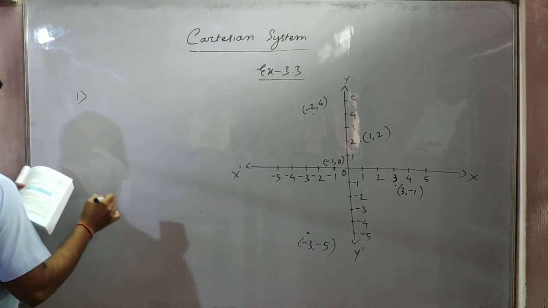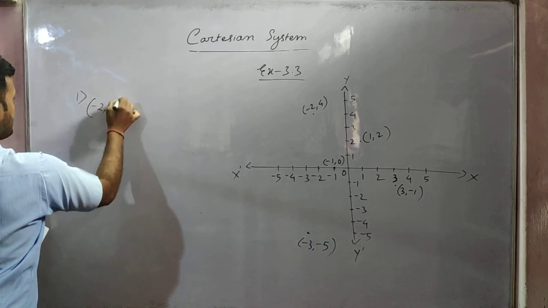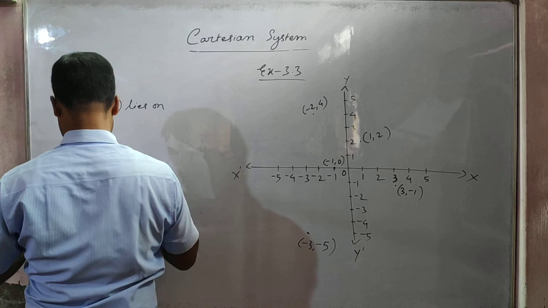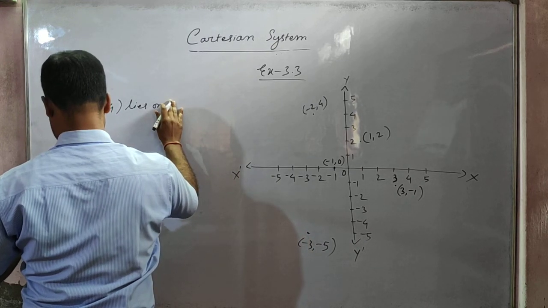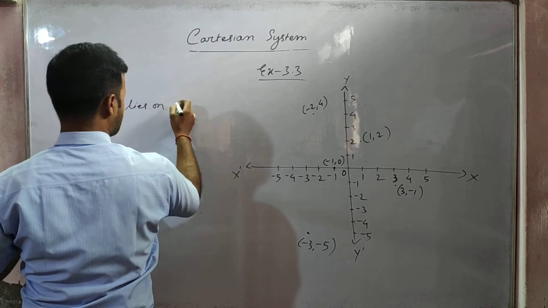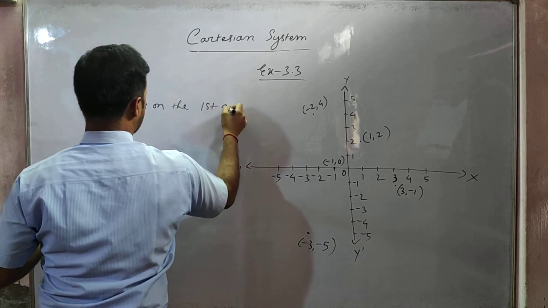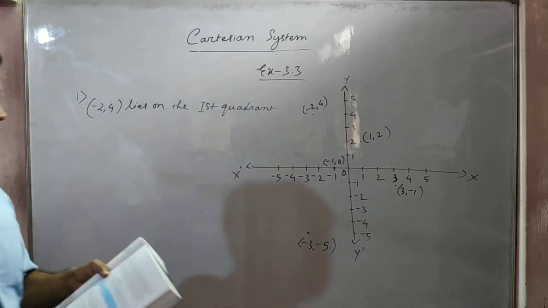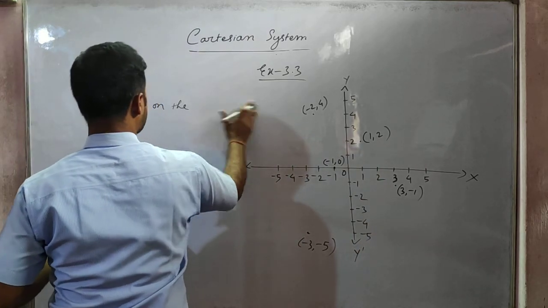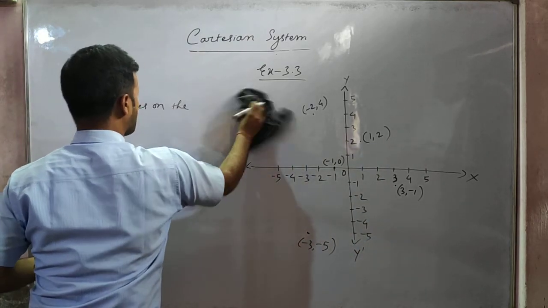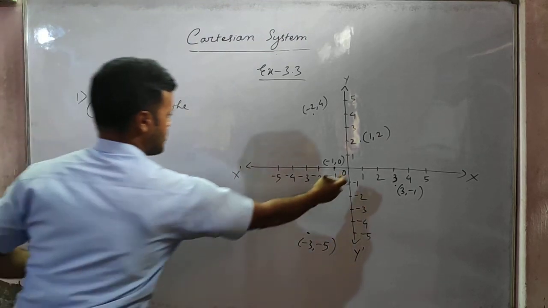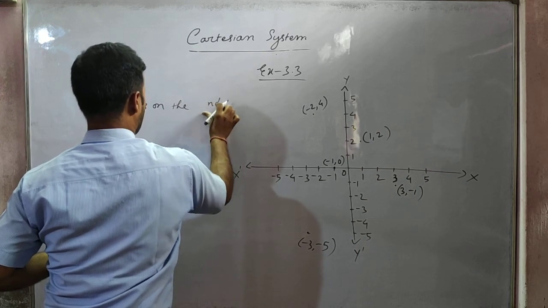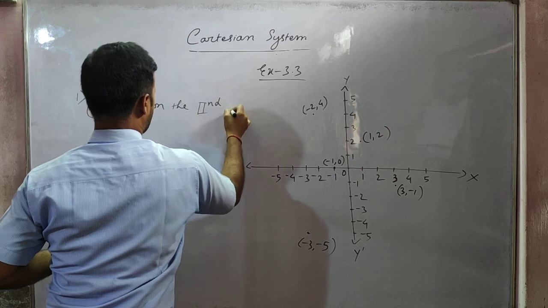Number 1. (-2, 4) lies on the first quadrant, isn't it? Sorry, not the first quadrant. First point is (-2, 4). (-2, 4) lies on the second quadrant.